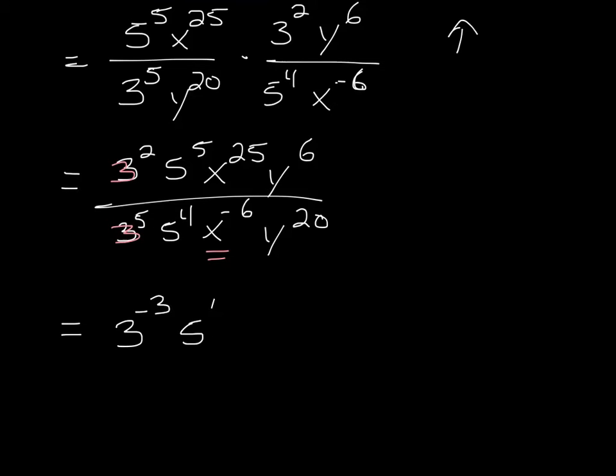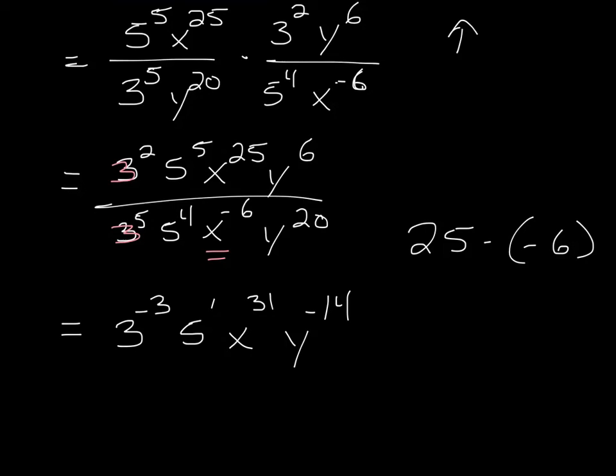Now the x's, 25 minus negative 6. That always messes folks up. That's 25 minus negative 6. I'm going to write that here on the side. That's the same thing as 25 plus 6. So this would be x to the 31. And then y to the 6th minus 20 is y to the negative 14th. Alright, so that move right there is what we call canceling common factors. And we've consolidated all the factors together.